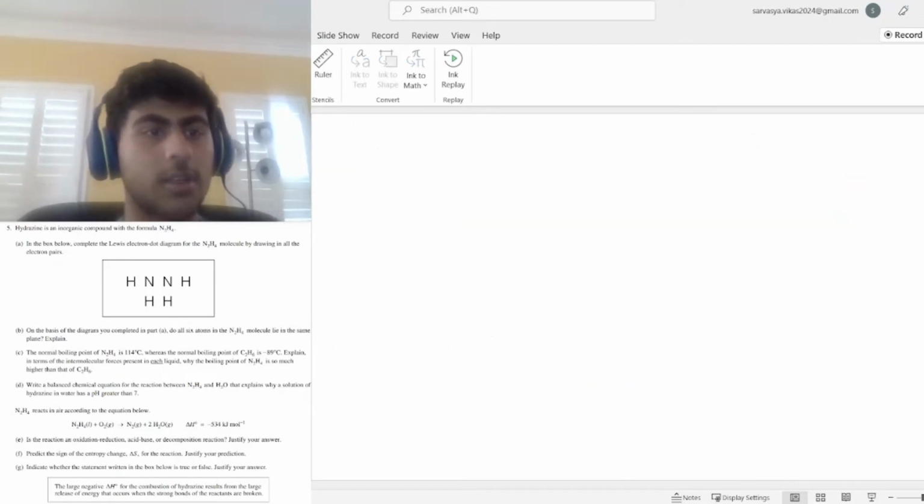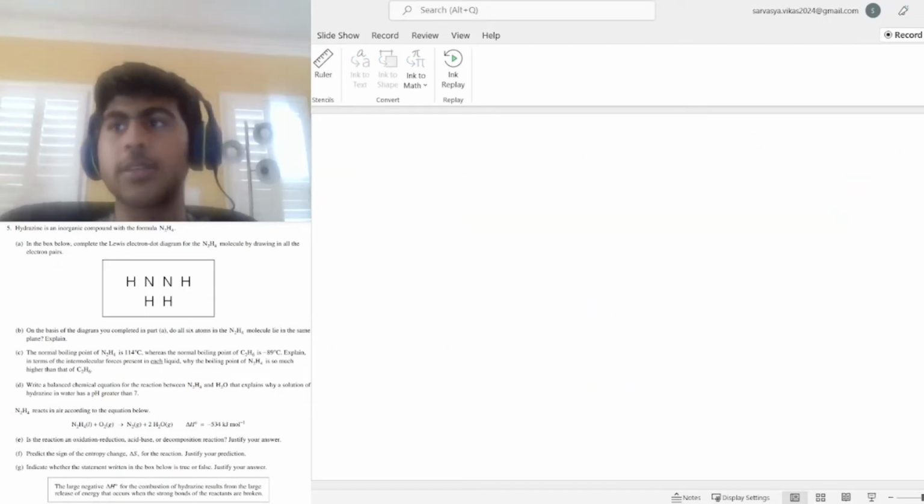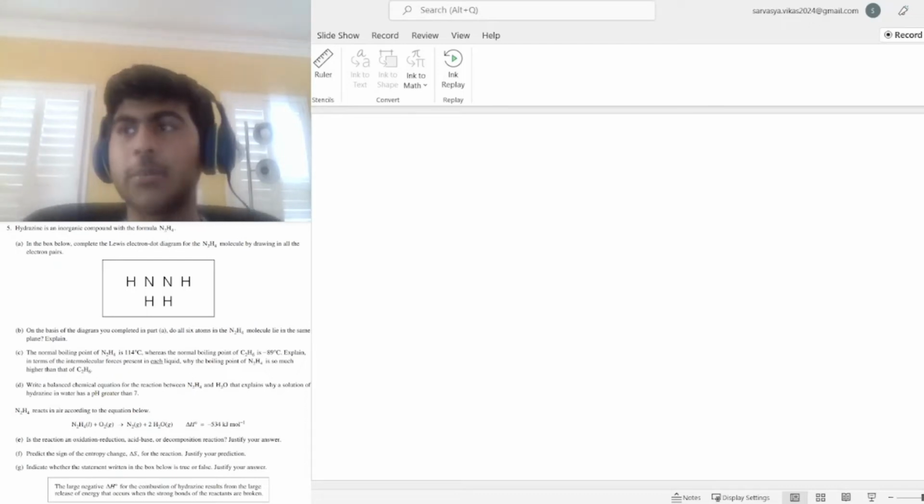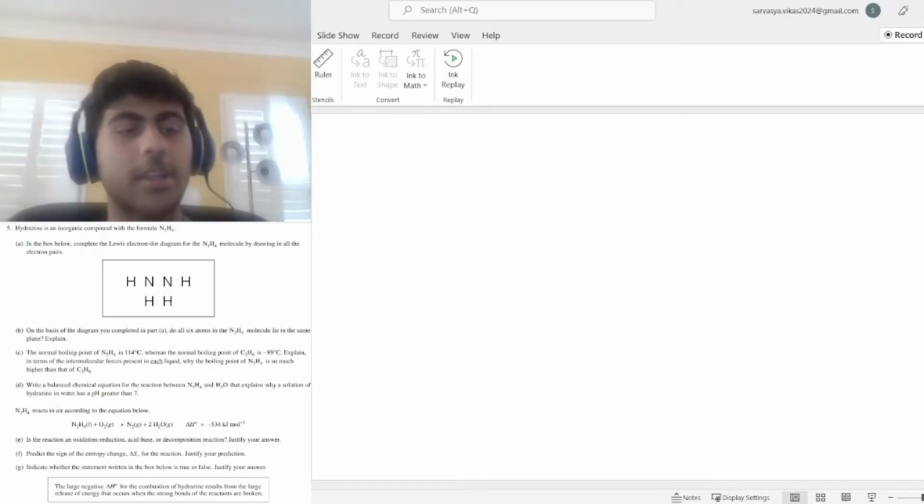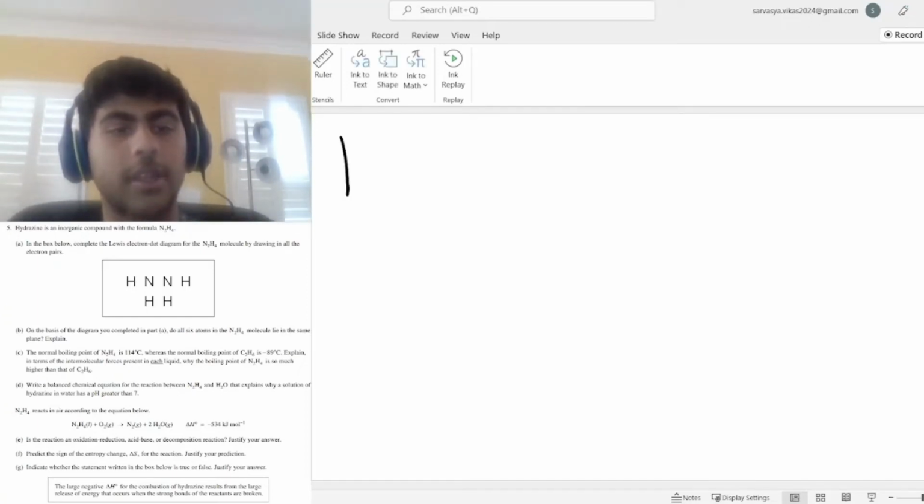All right, part B says, on the basis of the diagram you completed in part A, are all 6 atoms in the N2H4 molecule on the same plane? And we're asked to explain. All right, so are they on the same plane?